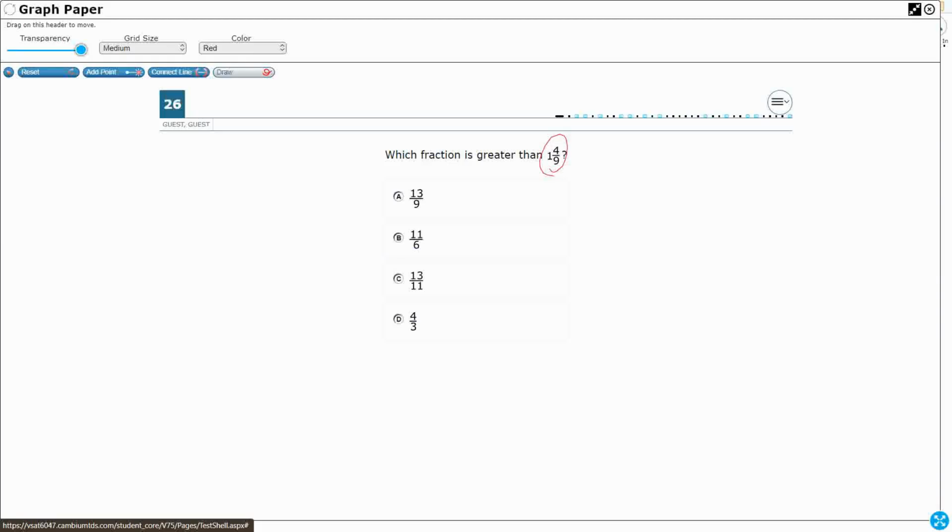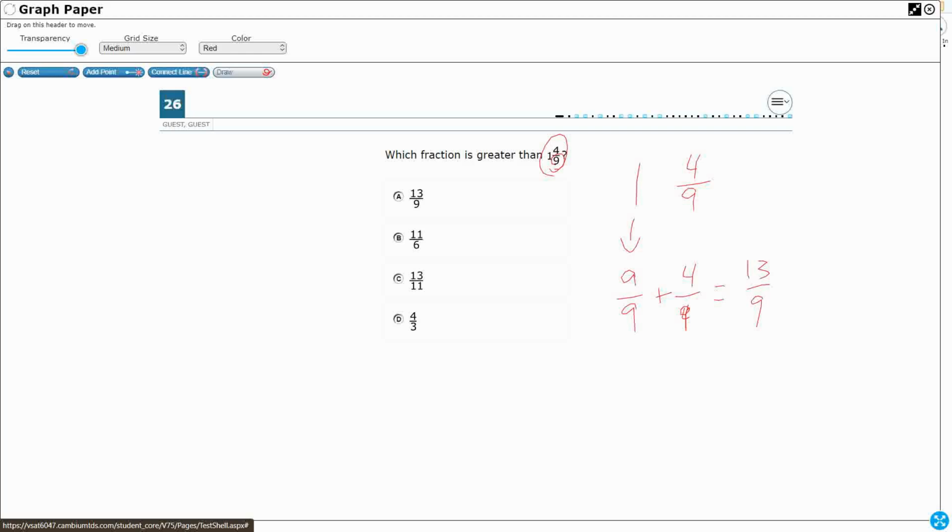And so we're dealing with ninths, right? So what we could do is we can say 1 and 4/9. Well, this 1 is equivalent to 1 whole, and since we're dealing with ninths, 1 whole is the same as 9/9. So if I've got 9/9 and 4/9, we can add those together. We're going to get 13/9.